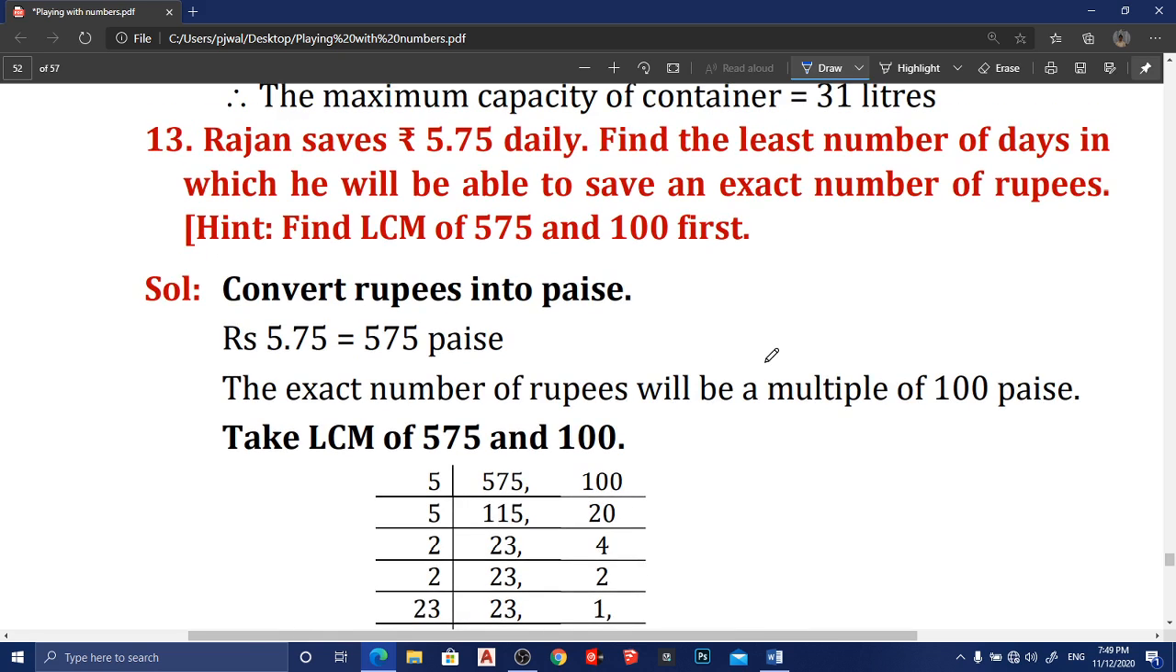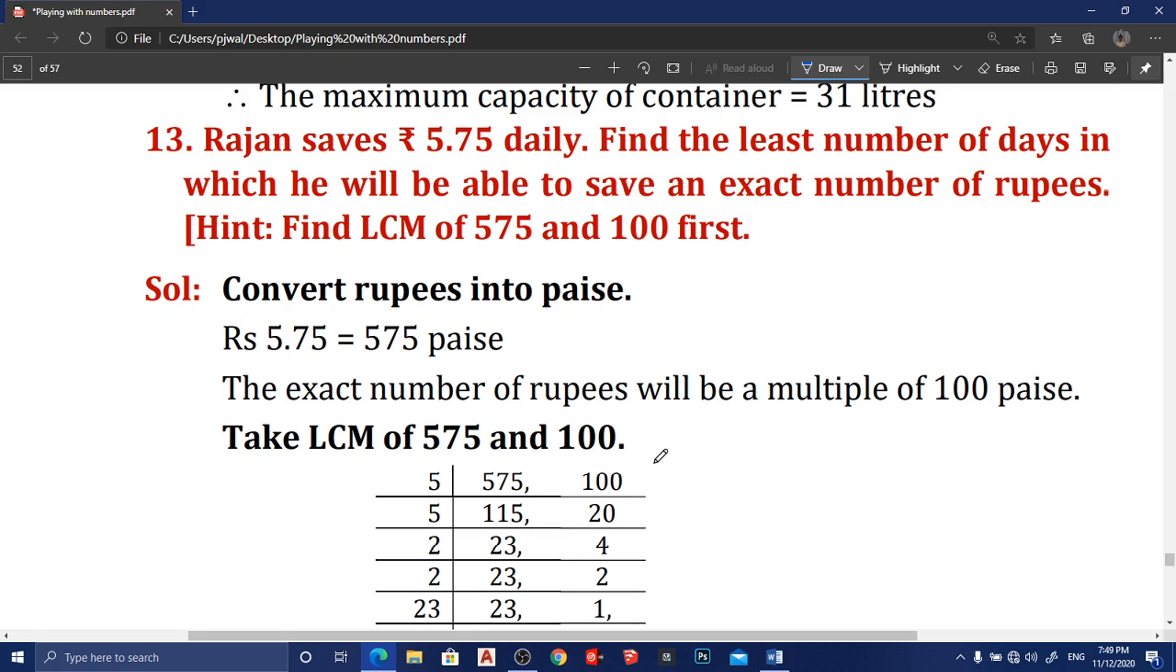First, why is it given like this? You have to convert these rupees into paise first. If you convert 5 rupees 75 paise into paise, 1 rupee is 100 paise, so 5 rupees is 500 paise, and 75 paise more is there. So 500 plus 75 is 575 paise.